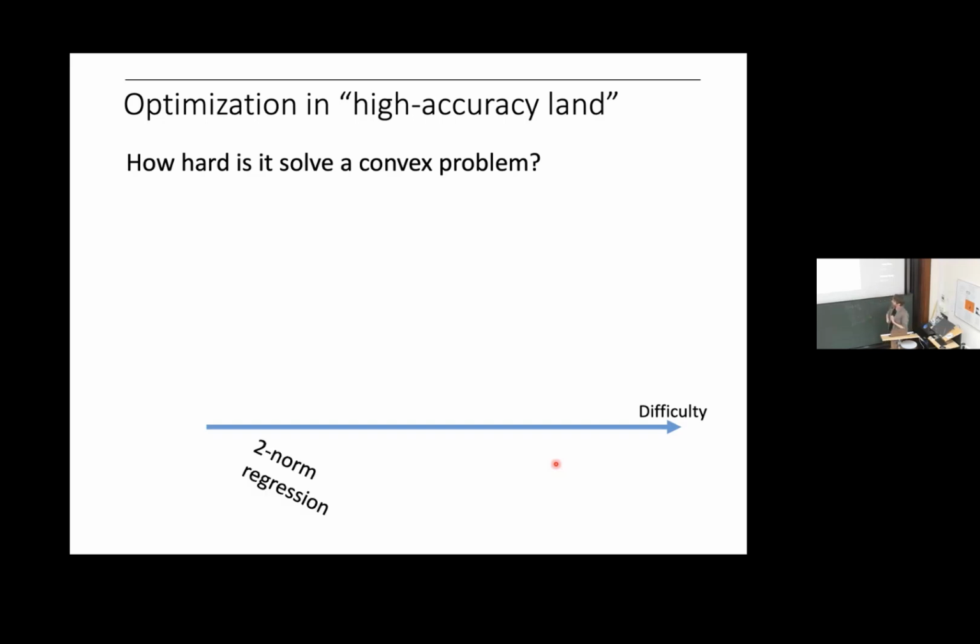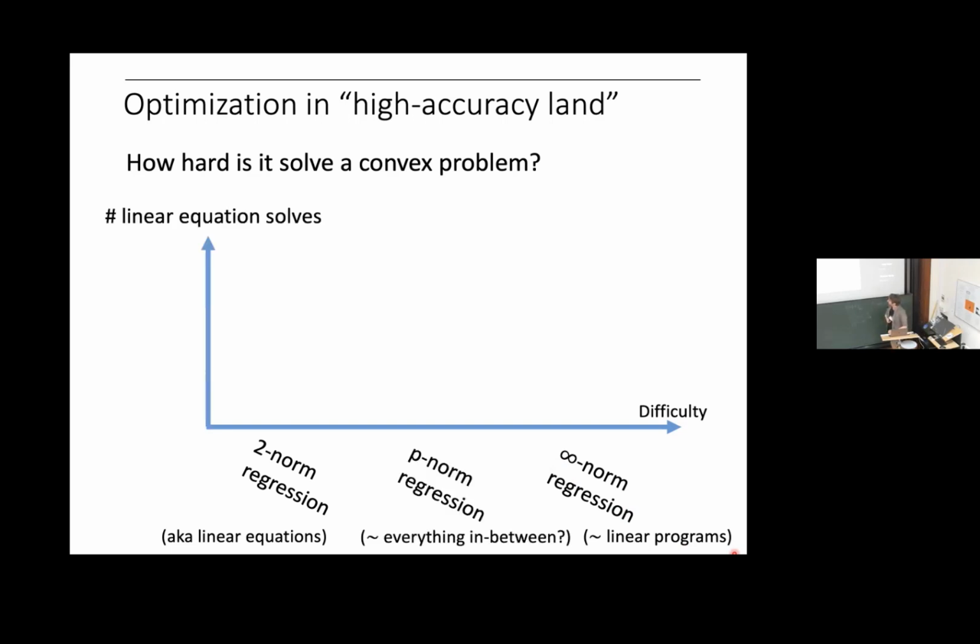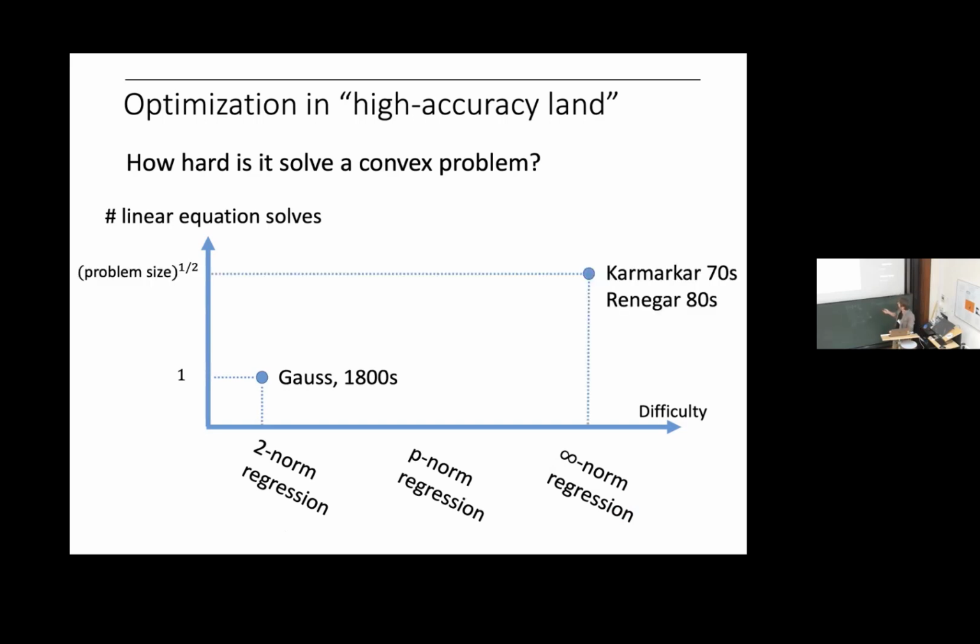So we can do some kind of axis of difficulty where we have 2-norm regression or linear equations, and infinity norm regression and linear programs. And then in the middle, we have p-norm regression. And then we can plot how many linear equation solves we need to deal with these things. Gauss told us in the 1800s we can do 1 linear equation solve for 2-norm regression. And Karmarkar and Renegar, that work on interior point methods, got infinity norm regression to be square root of problem size. Here I'm not distinguishing between number of constraints and number of variables.